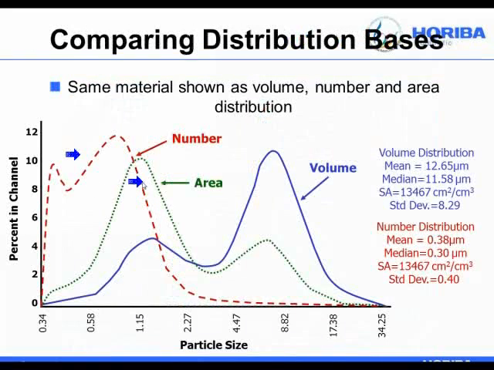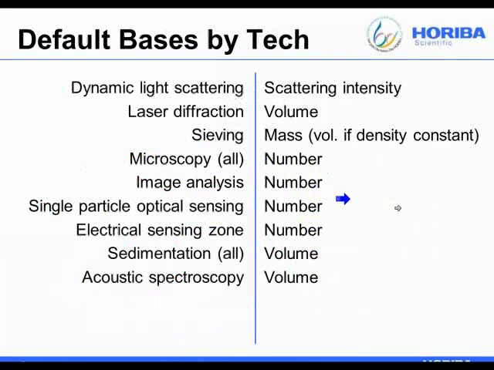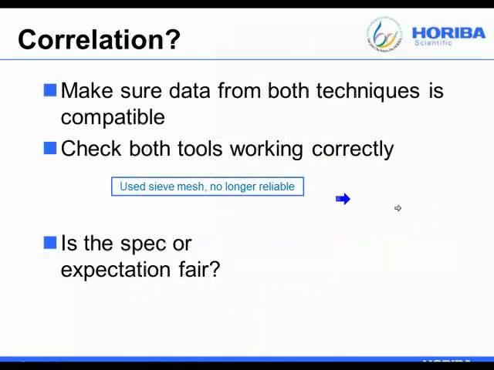This slide just shows, again, in general, what happens when we convert from volume distributions to more basic bases. Typically, volume distributions, and for DLS a scattering intensity distribution, would be even coarser. They tend to get further and further coarser. This slide is just for your reference. I list different technologies and what their default distribution bases are.